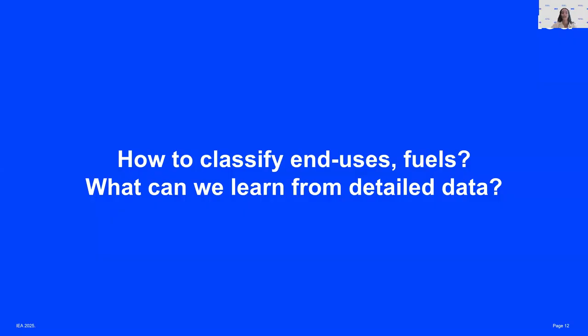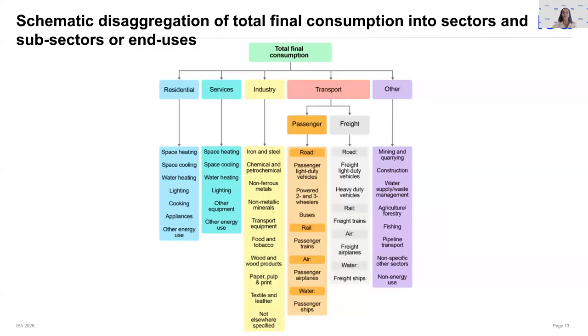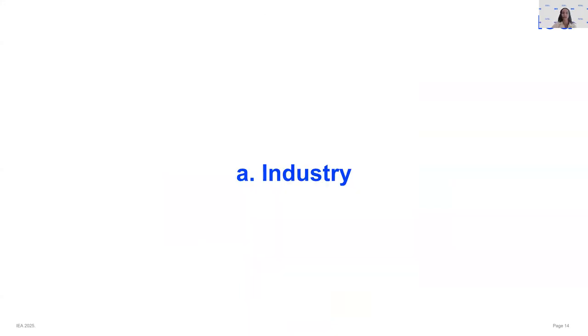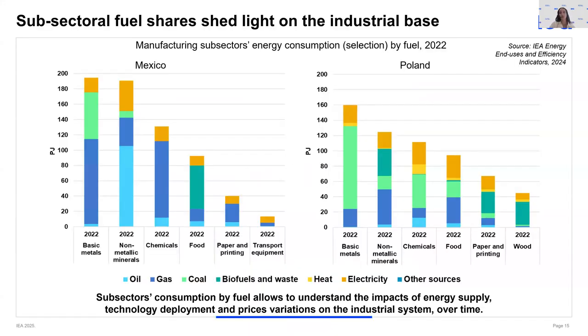But how can we classify end uses and fuels? First, as we saw in the energy balance, the third block of the matrix shows the total final consumption of a country. This total consumption is divided by sectors, which can be divided into end uses or subsectors. I will dig into the details later. Beginning with the industry sector, we can analyze and compare the most consuming subsectors by fuel.